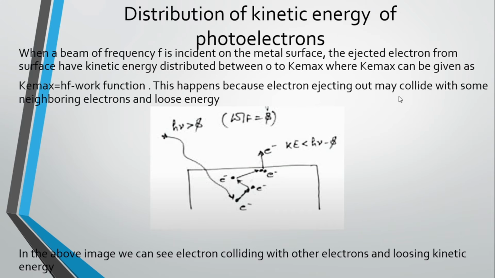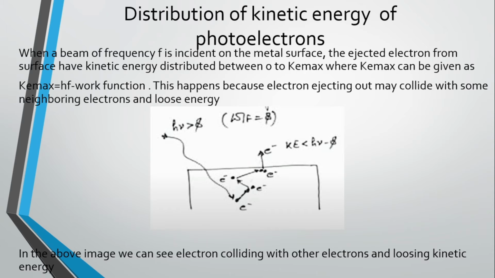Let's cover some more theory before we move to the experiment. Our first topic is distribution of kinetic energy of photoelectrons. When photons strike the surface, not all electrons have kinetic energy KE max, where KE max is given as hf minus work function. In actual, the kinetic energy varies from 0 to KE max.